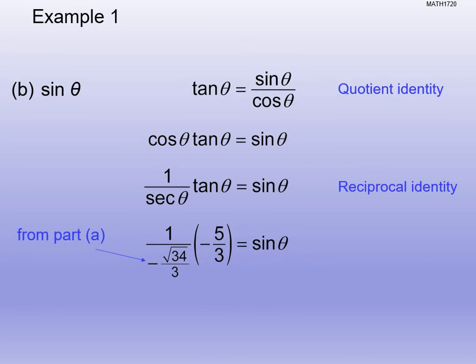So remember, you're going to multiply the numerator and the denominator by the reciprocal of negative square root of 34 over 3, which is 3 over square root of 34. All right, the 3's will cancel. You're left with 5 divided by the square root of 34. You have to rationalize the denominator, so we're going to multiply by square root of 34 over square root of 34. All right, so we end up getting 5 square root of 34 divided by 34 as our sine of theta.